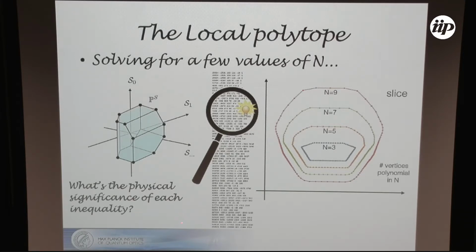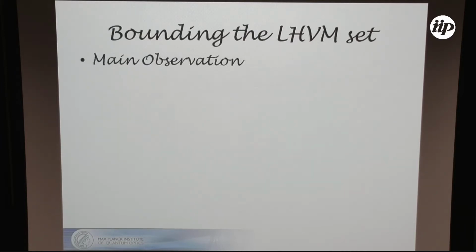Also, I think that if you follow the list, the question of what the physical significance of each inequality is, or whether they are all equally relevant, is kind of a question that you cannot really answer. Because there are so many inequalities that you don't know which are the good ones or not. So here comes the main observation of my talk. I think it's just the analogy.